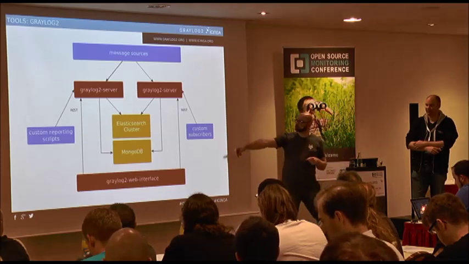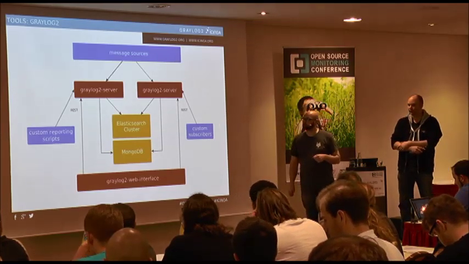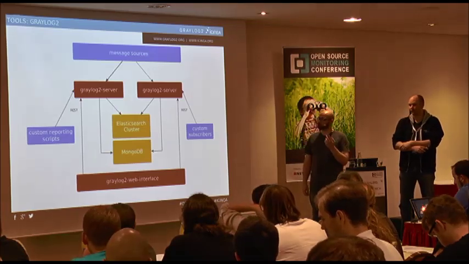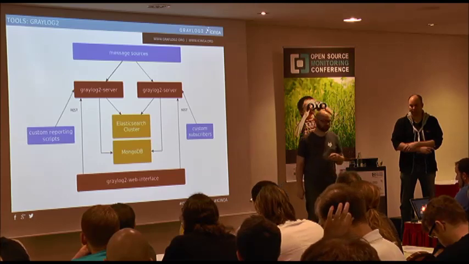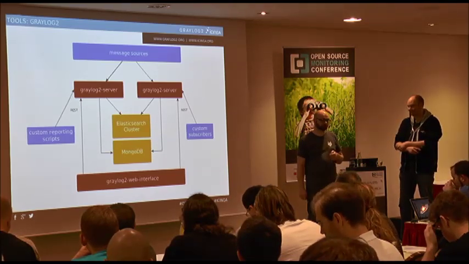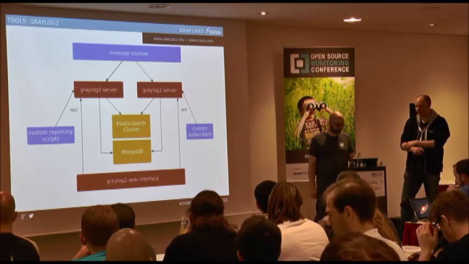On the bottom, not sure if you can see, is the Graylog web interface, which talks to the Graylog server via the REST API, as mentioned before. And on the side, you can use the API for custom reporting scripts or custom subscribers when you want to receive alerts, stuff like that.